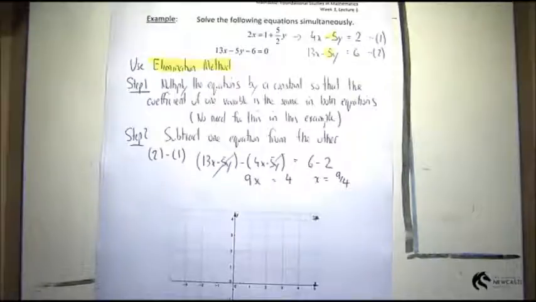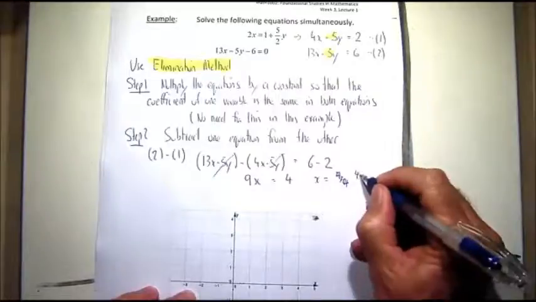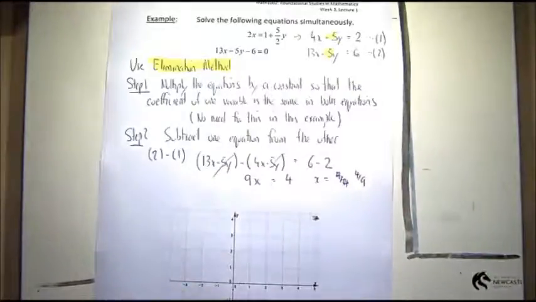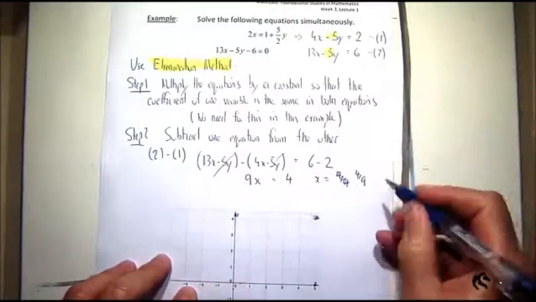Oh yeah, thank you. Upside down. 4 9s. Cool. So let me call that equation, what am I up to? That's just equation 3.